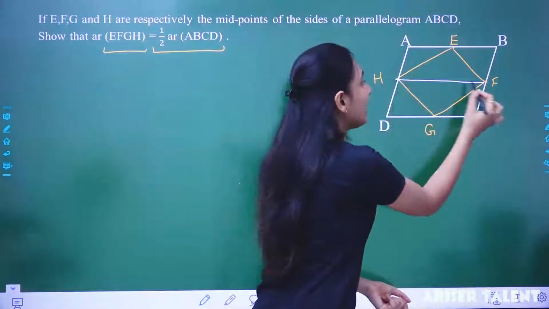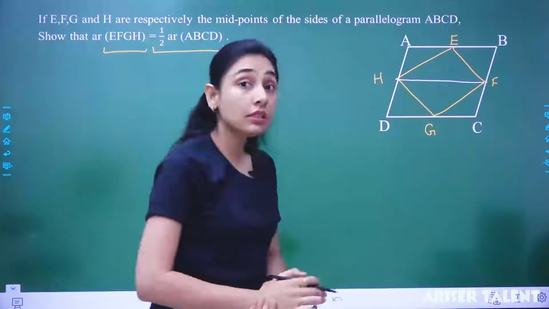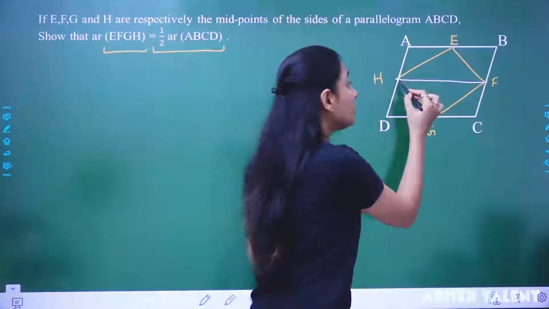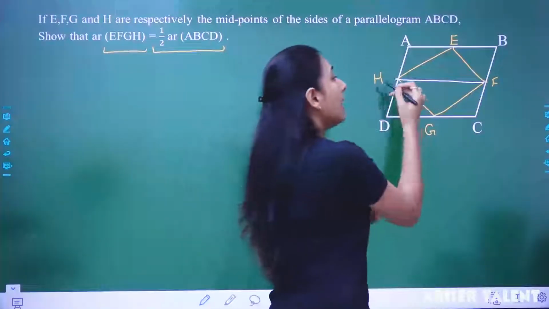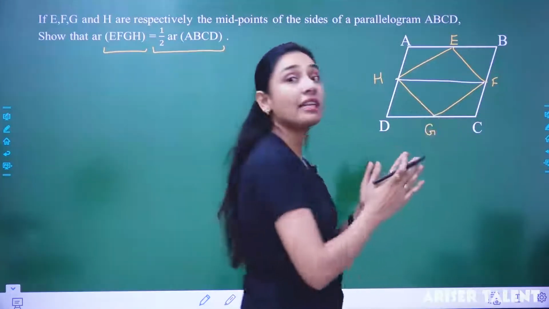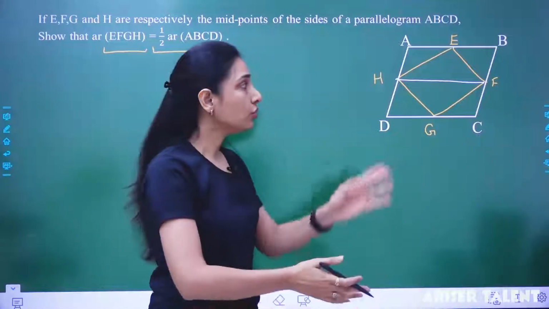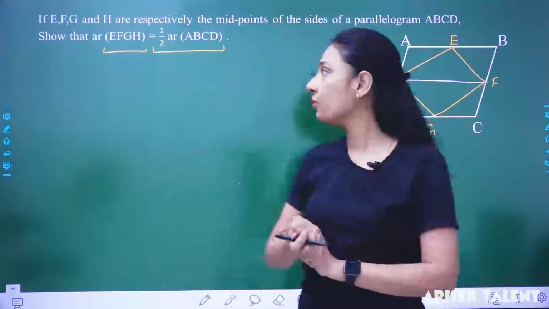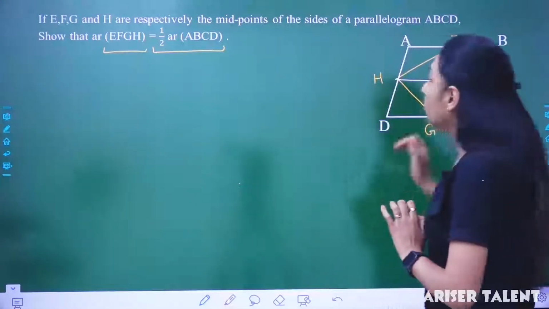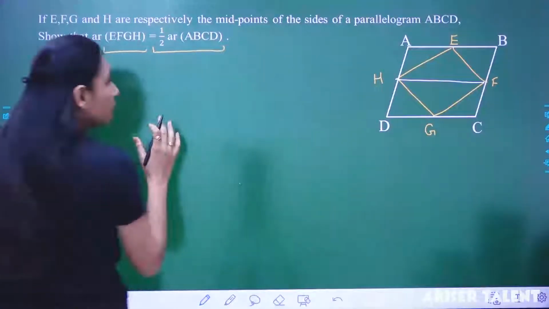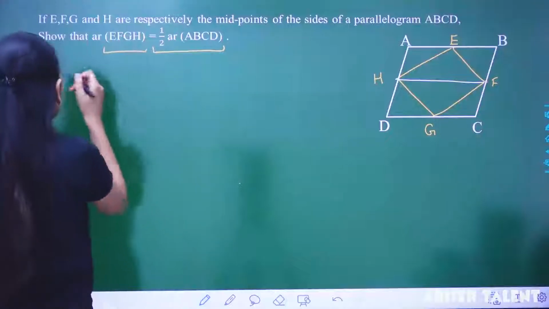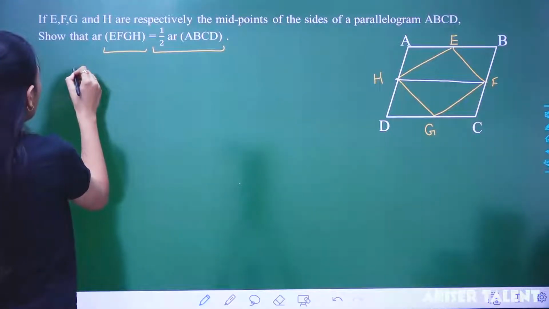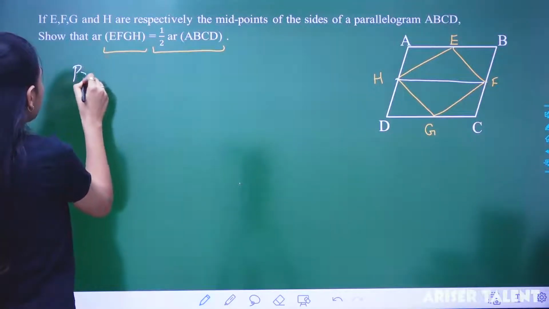Similarly, we'll apply it for HF and DC, and in that case we'll have HFCD as a parallelogram and FHG as our triangle. So let's have a look at where it goes. First, we have to prove that EFGH is a parallelogram. Proof.